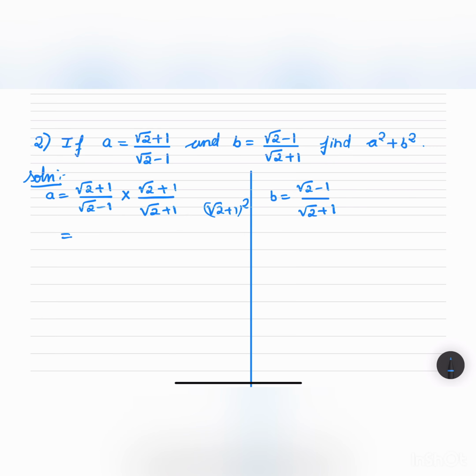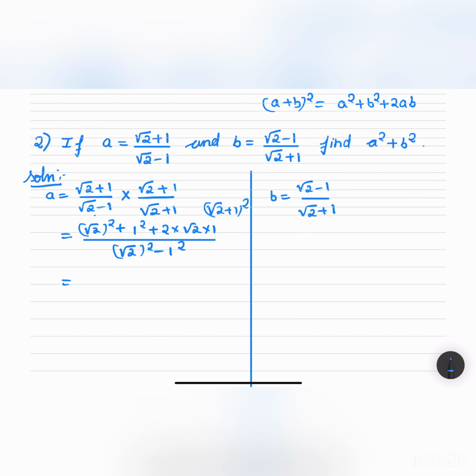So it is in the form of a plus b whole square. If it is a plus b whole square, the identity is a square plus b square plus 2ab. Let us apply the same identity here. We will get root 2 whole square plus 1 square plus 2 into root 2 into 1, divided by, and the identity in the denominator is a plus b into a minus b. This is a plus b and this is a minus b. So let us apply that identity. It will be a square minus b square.